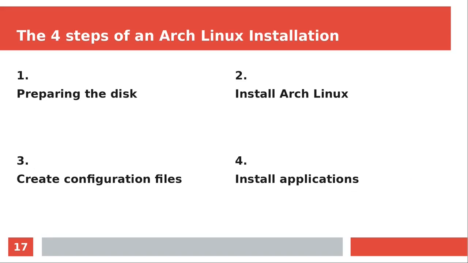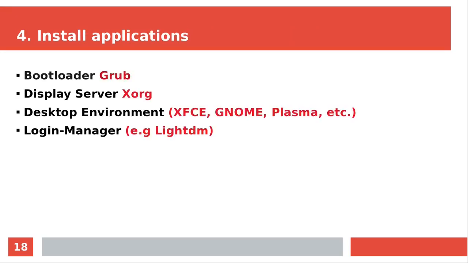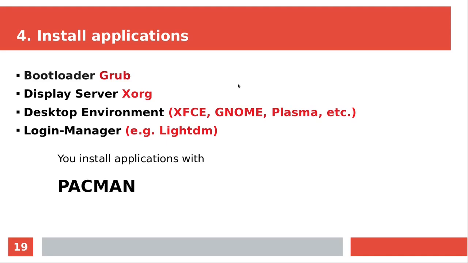As I said, there are a lot more configuration files, but if you have done that, you have to install applications. Some are necessary, some are not. The bootloader grub is necessary. It doesn't have to be grub, but you need some kind of bootloader. You need a display server, Xorg or Wayland. You need a desktop environment, for example XFCE or GNOME or Plasma or Mate or Budgie. You need a login manager, for example LXDM. And you can install all these applications with pacman.